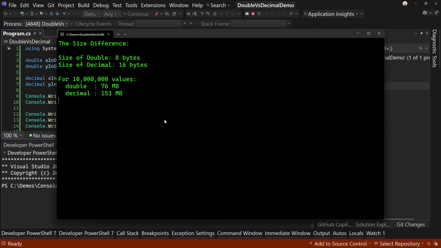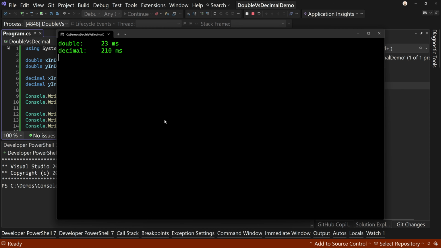Yes, this is tiny when you're talking about 1 or 2, but there are other reasons why we should think about double versus decimal differently. So let's talk about the speed. A double, and I should have labeled this better, takes 23 milliseconds to do calculations on those 10 million doubles, versus decimal, same 10 million numbers, but doing calculations on it as a decimal. It takes 210 milliseconds, almost an order of magnitude different in terms of speed.